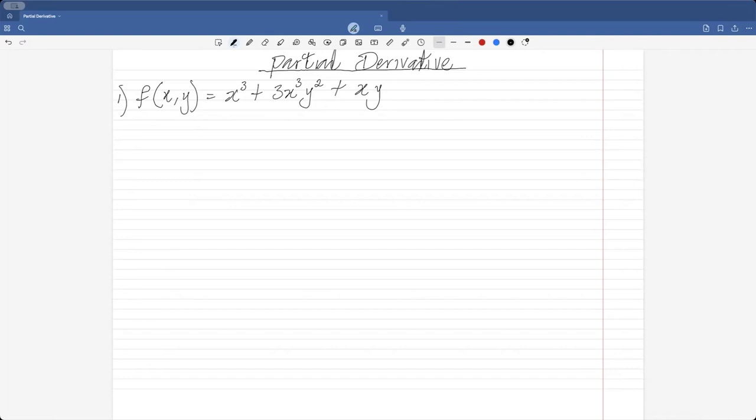If we are told to find f sub x, it means we are differentiating this function with respect to x. So in this case, y becomes the constant. If we are told to find f sub y, it means we are differentiating this function with respect to y. And in this case, x becomes the constant. So let us solve this problem.